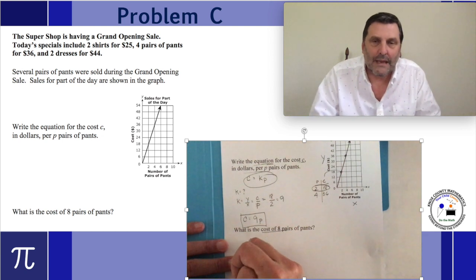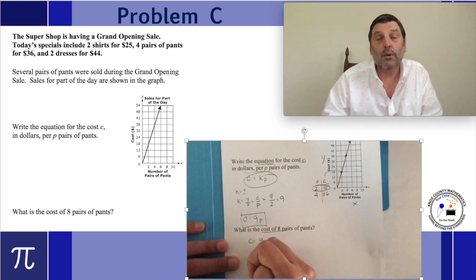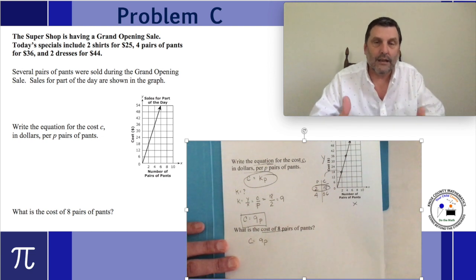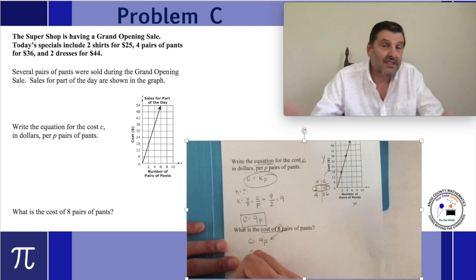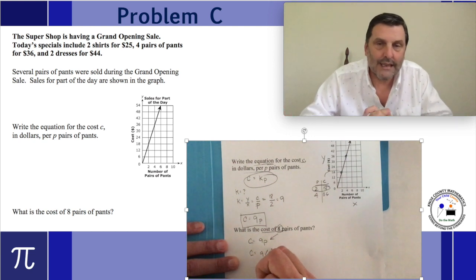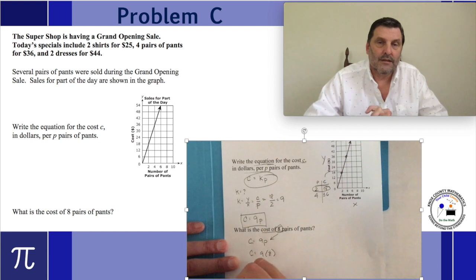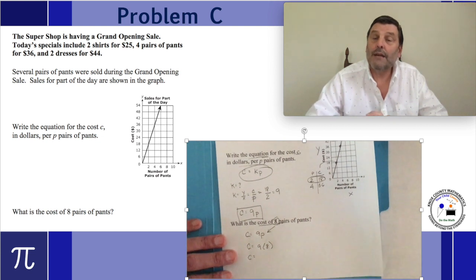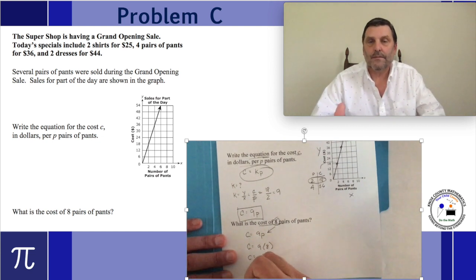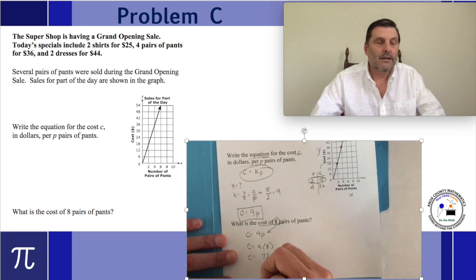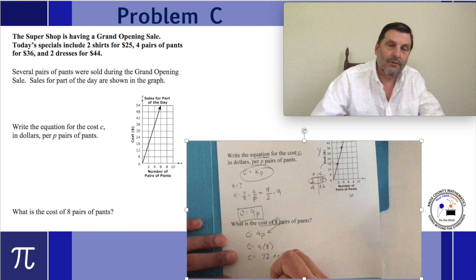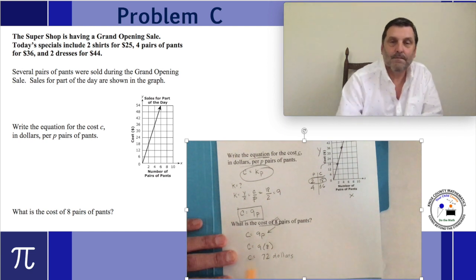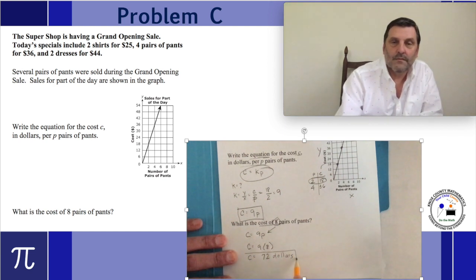What's the cost of 8 pairs of pants? There's where the equation comes in handy. We've got the cost equals 9 times the number of pants I buy. I just need to substitute in. C equals 9 times 8. That means the cost would be $72. So I can see it through the graph, I can see it through the table of values, and now I've got an equation. Perfect.